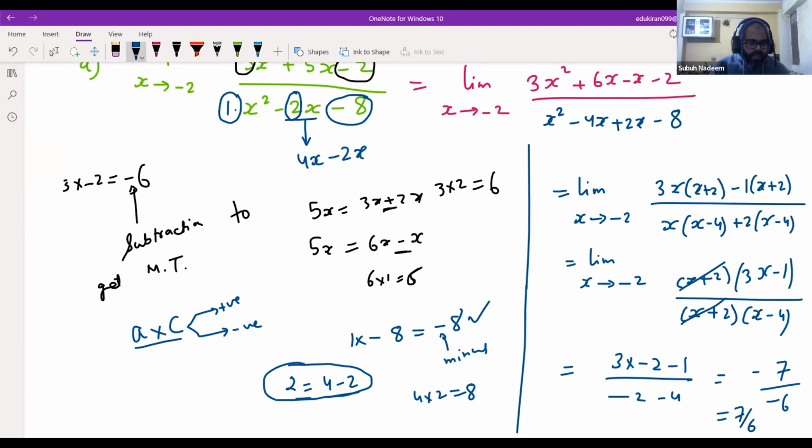Okay, sir. So can we cancel the negatives and we get 7 by 6 finally? Yeah, yeah. So that is what we have done. -7 by -6 is 7 by 6. I see it. Yes, sir.